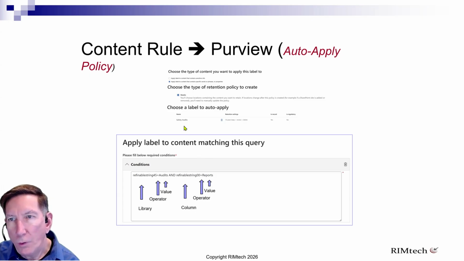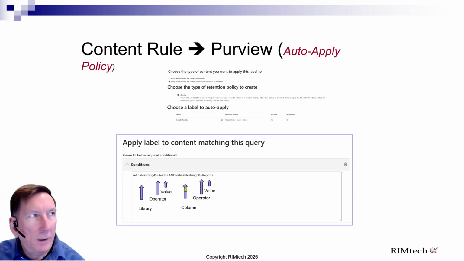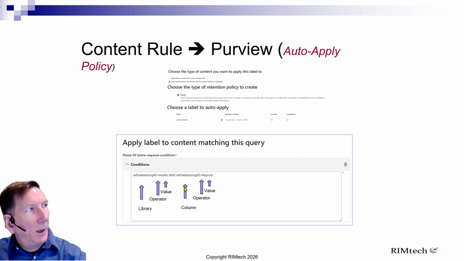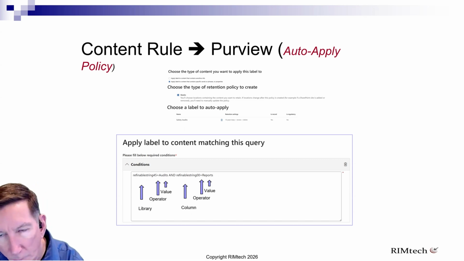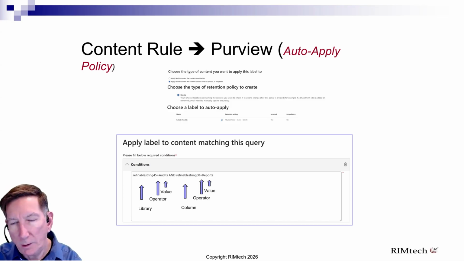So for every document in SharePoint that meets this criteria, you will apply this label, which is called safety audits, which is 10 years, review and delete, to that content. So day in, day out, 24 hours a day, every single day, something goes into SharePoint. Any document that meets that criteria will end up with that label on it.